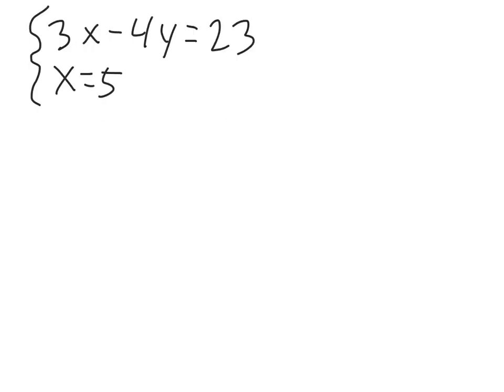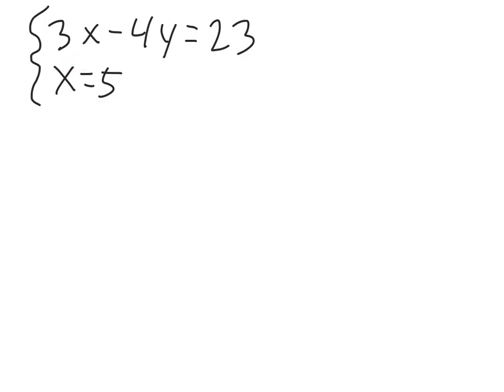Let's get started. Alright, so here's our first system. 3x minus 4y equals 23 and x equals 5. And we're going to solve this using substitution. So what we need to do is start off with, we have x equals 5 here. So we want to take the knowledge that x equals 5 and substitute x into the other equation with 5. So instead of saying 3x, we're going to say 3 times 5.